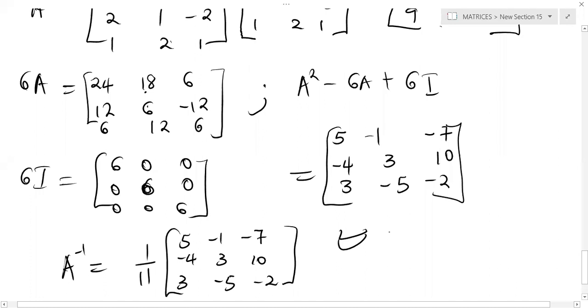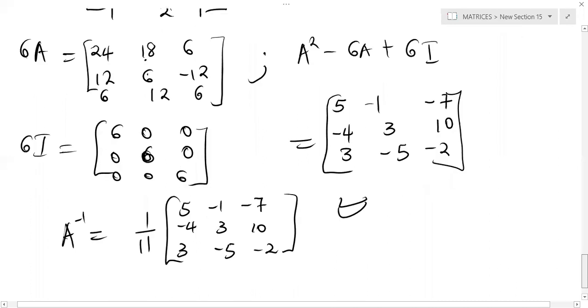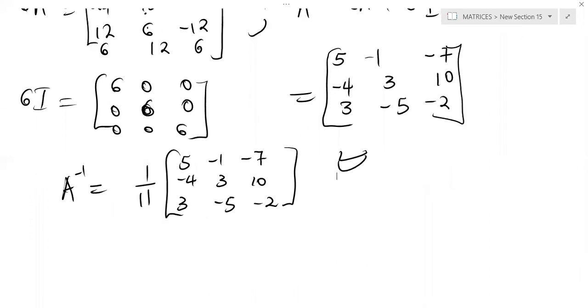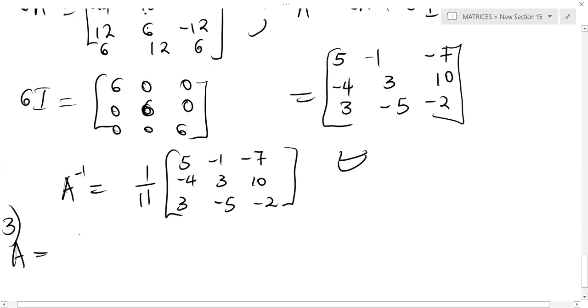Okay, finally, last example, example number 3. A is equal to 2, 1, 1, 0, 1, 0, 1, 1, 2. This is the value of our A. So we are told to find the characteristic equation of the matrix A, verify Cayley-Hamilton theorem.